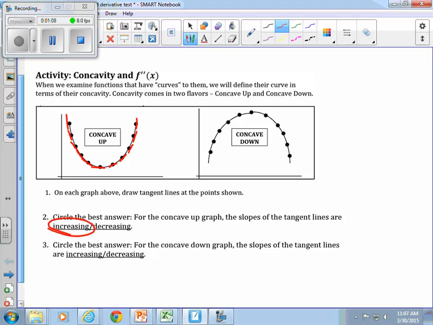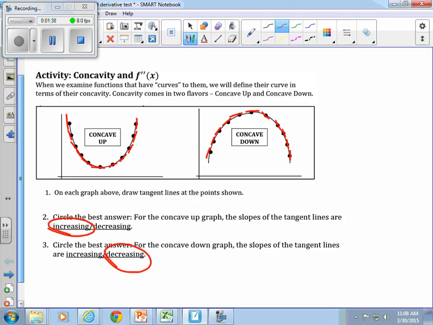So for the concave down graph, what do the slopes appear to be doing? Decreasing. They start out as steep, positive slopes, they get less steep, and then they turn to negative slopes that are still decreasing.